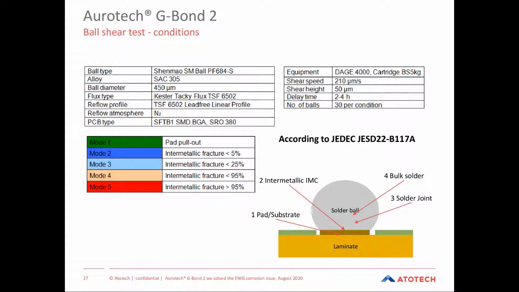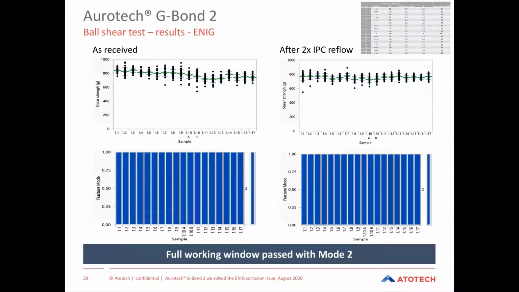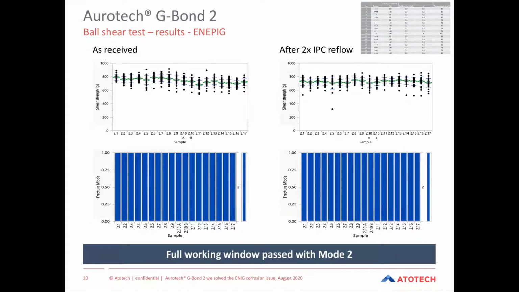For ball shear tests, which was done as well, again with 30 balls per condition of the same size, here for the ENIG results, we can see that we really have only fracture mode 2, so they are all excellent. And again, the shear strength is the same for all the conditions. There are no big significant variations. And the same is true for ENEPIG. Again, the bath works over the full working window, and again, we only have mode 2 fracture modes for any condition that was tested.